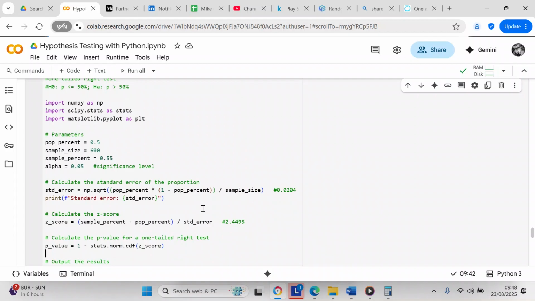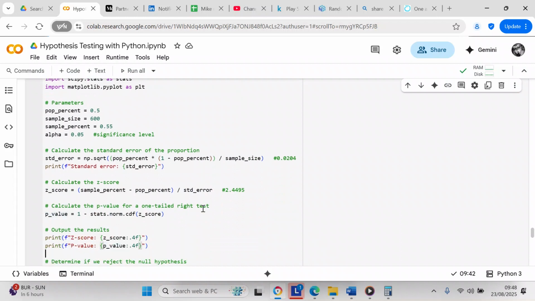We're going to calculate the p-value for a one-tailed right test. So p-value equals 1 minus stats.norm.cdf. Norm indicates it's a normal distribution, and CDF is your cumulative distribution function of the z-score. Then we're going to output the results. You're going to have your z-score, and you're going to have your p-value.